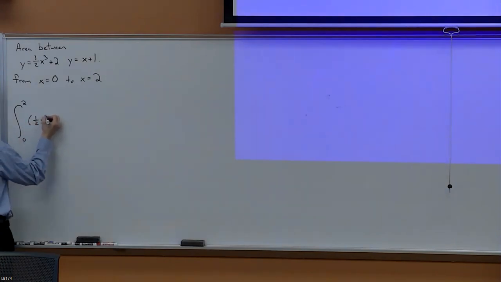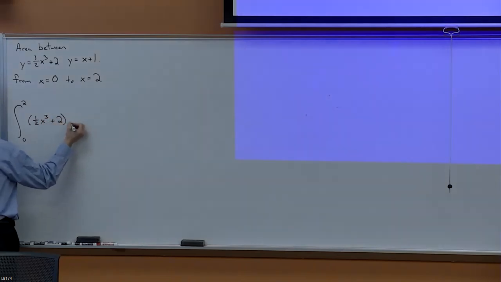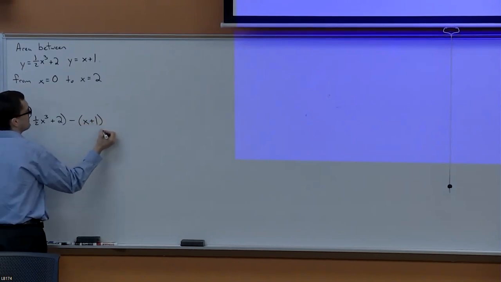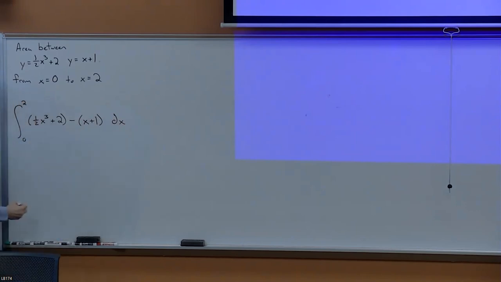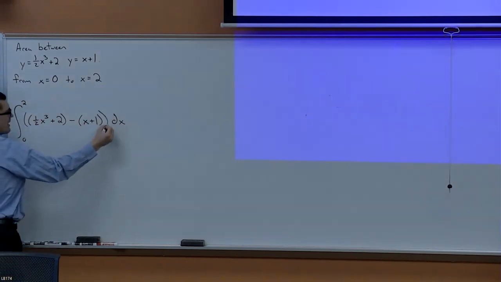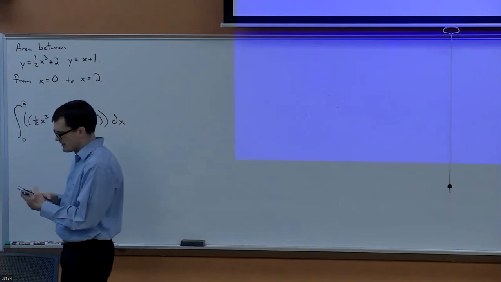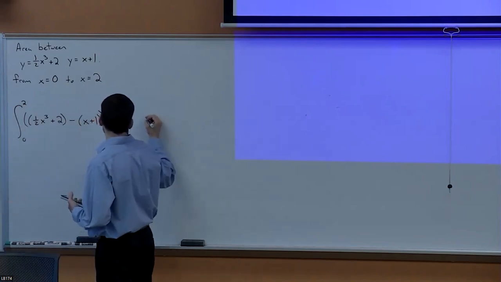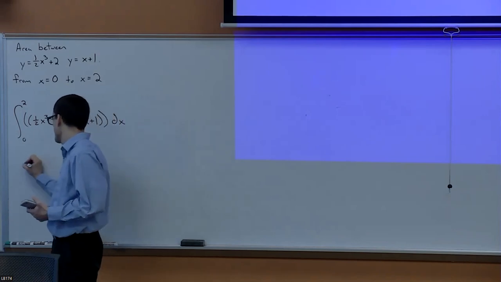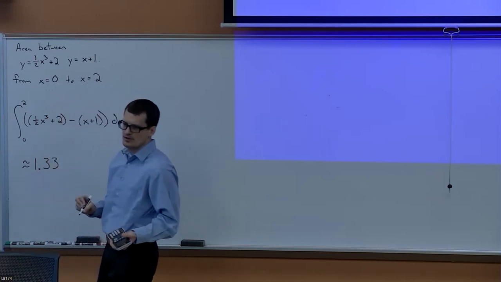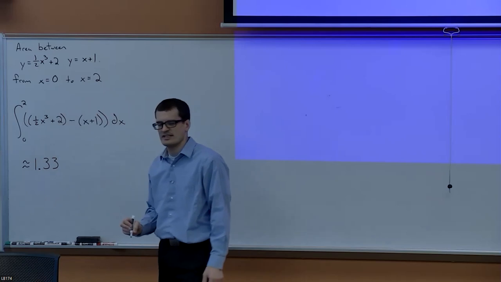So you could check this by plugging in various values. But when it's all said and done, 1/2 x to the third plus 2 is on top in that region. And x plus 1 is on bottom in that region. We're going to integrate with respect to x. We're integrating that whole function with respect to x from 0 to 2. And again, I just plug this into my calculator. And when I plug that into my calculator, I got approximately 1.33. So 1 1/3 or 4/3 if we were wanting an exact answer.